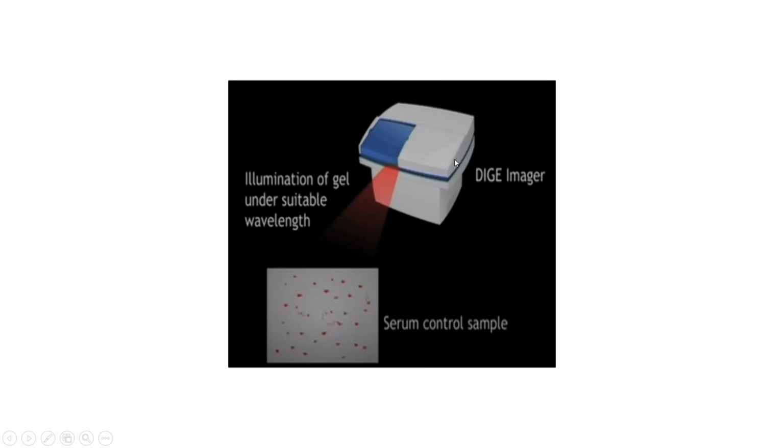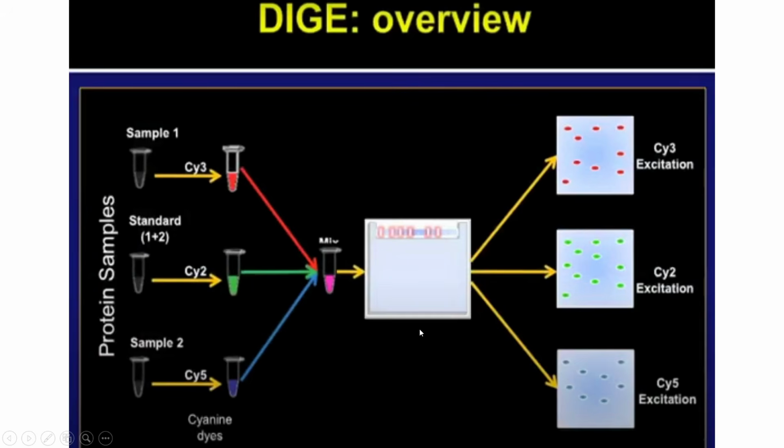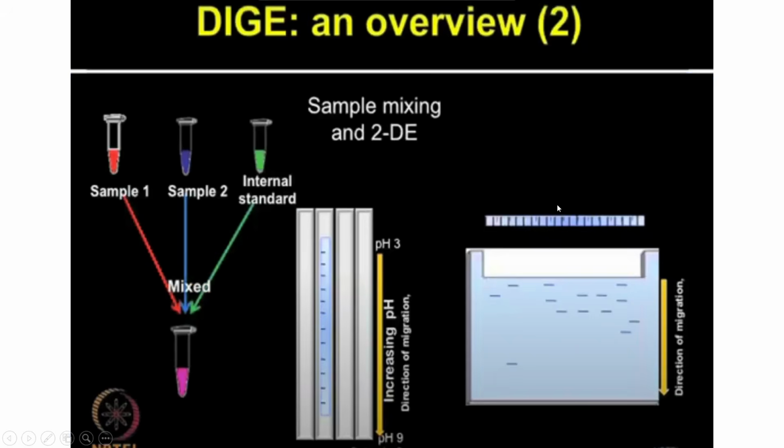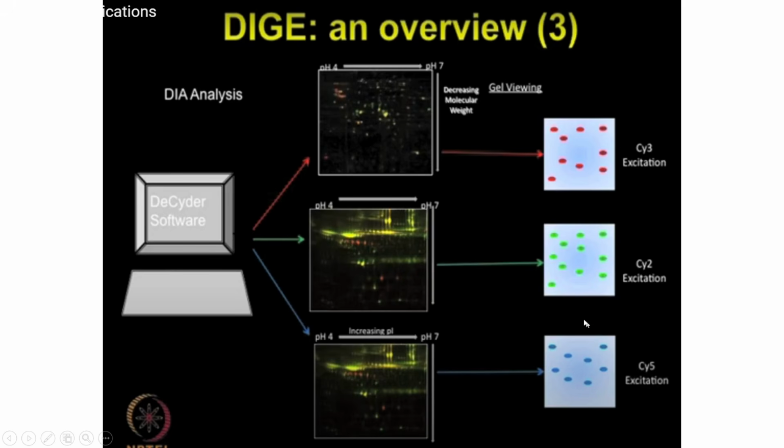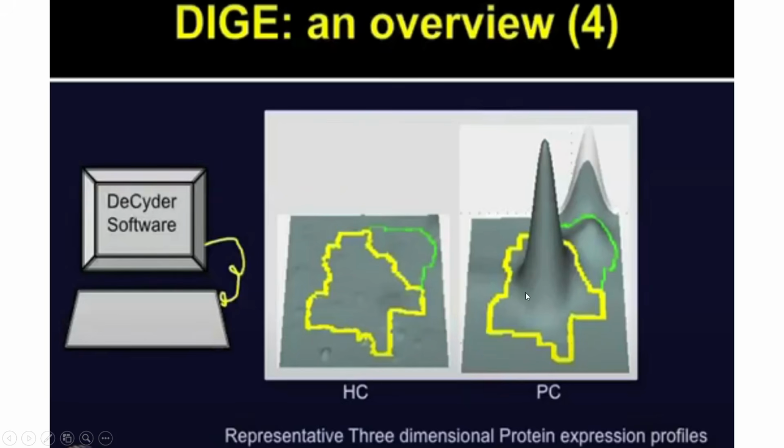Then using the DeCyder imager software, you can analyze them. While doing the analysis, you can target one specific protein spot. For example, if you want to see this specific protein, you can just select it and check whether it is present in the control, how much, or if it is present only in the treated ones, how much it is overexpressed, etc. So you can accordingly compare that.